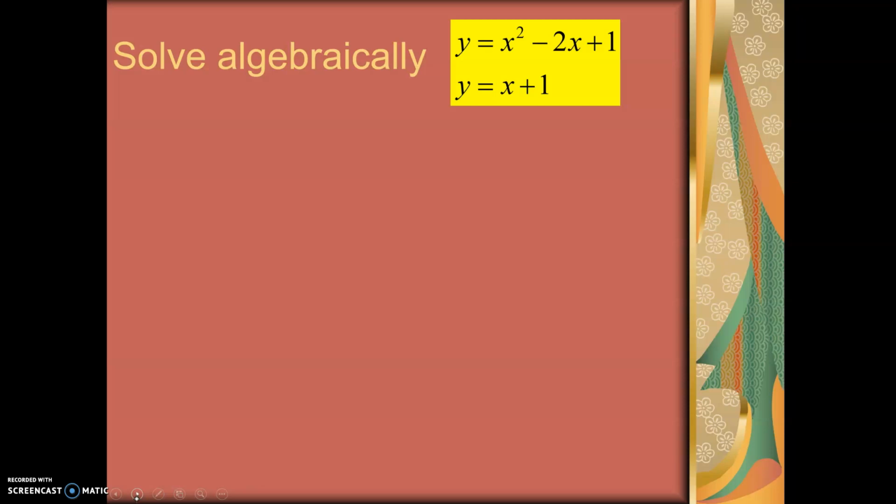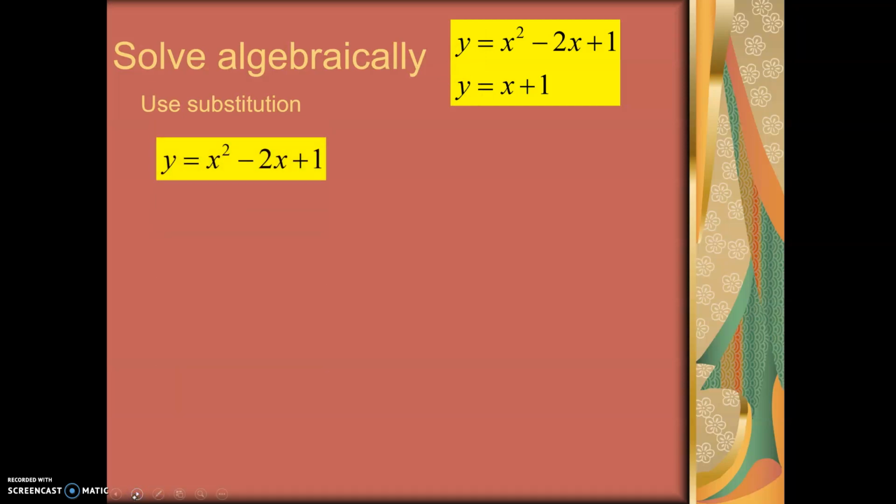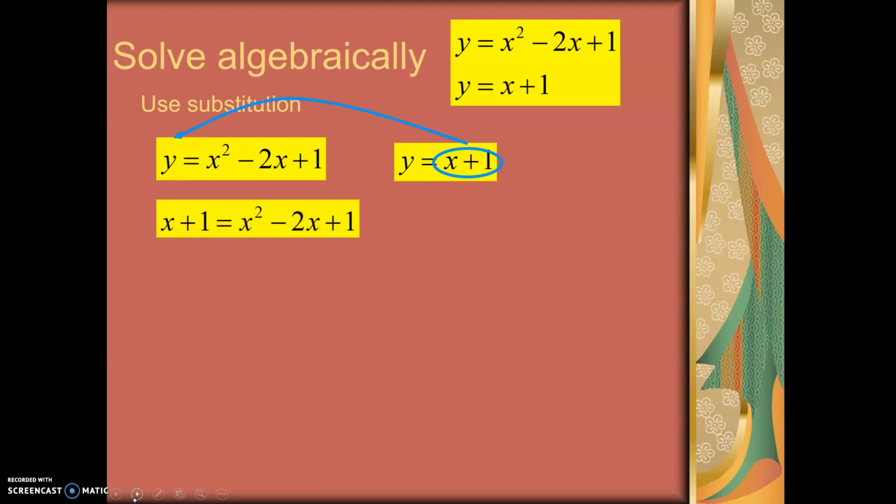And if I have y is equal to x squared minus 2x plus 1, and I want to solve that system with the line y equals x plus 1, we're going to use substitution. So these are ready for substitution because we have y equals for both. So if y is equal to x squared minus 2x plus 1 and y is also equal to x plus 1, then that means I can replace either y with the other equation. So I can plug that x plus 1 over here, or the other way around, doesn't matter.